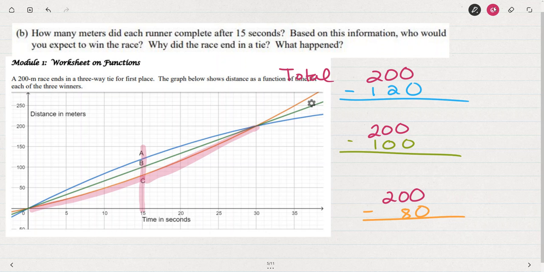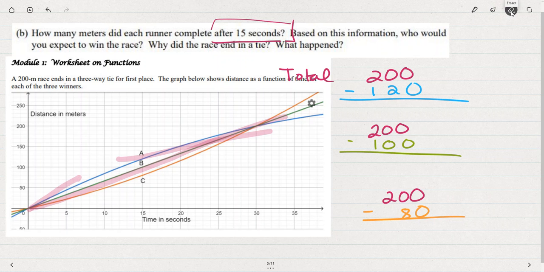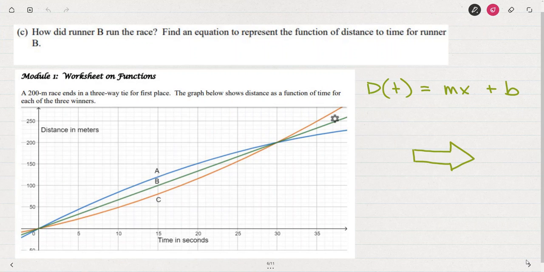If you look at the green runner B, you'd see that they were nice and steady all the way along. And then runner A started out faster, then started to slow down slightly. So what happened? They each changed their rate. They were going a different speed throughout the race, other than B, who stayed steady all the way through.